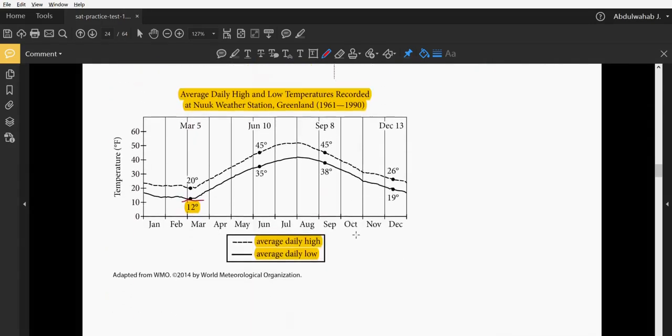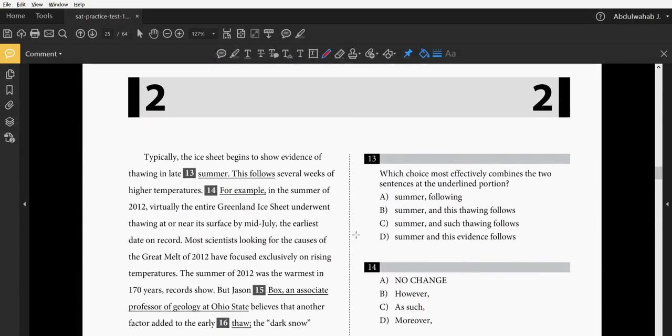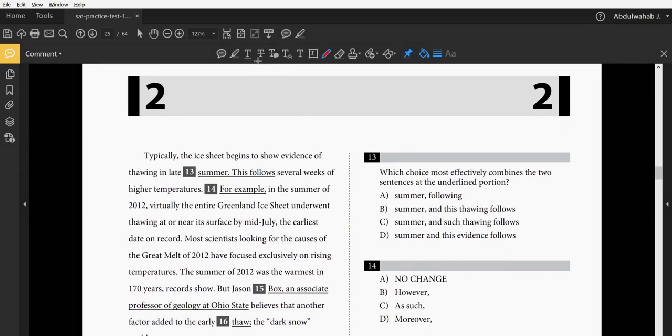So proceeding. Typically, the ice sheet begins to show evidence of thawing in the late summer. Thawing is basically the melting of the ice. It begins to show evidence of melting in the late part of the summer. This follows several weeks of higher temperatures. So this happens after several weeks of higher temperatures.